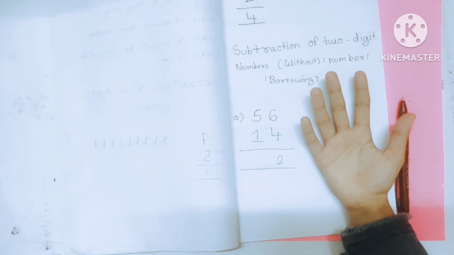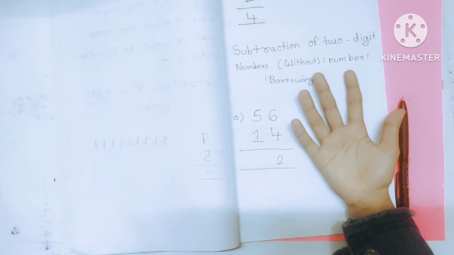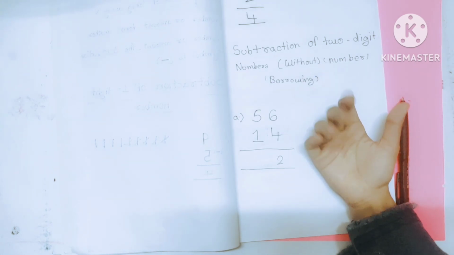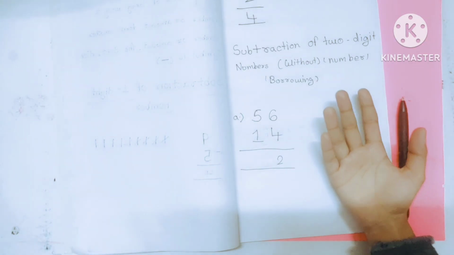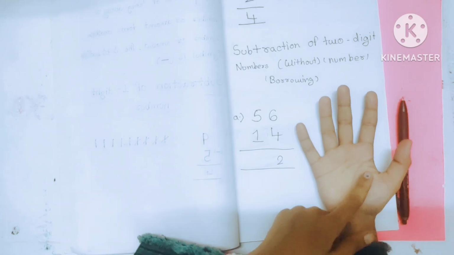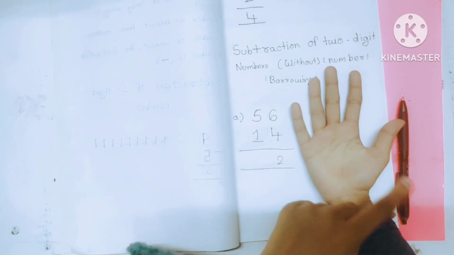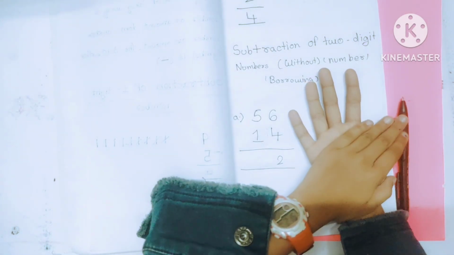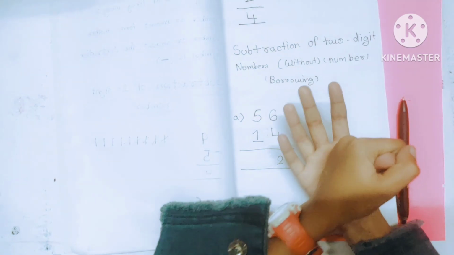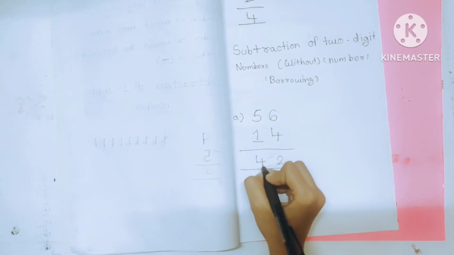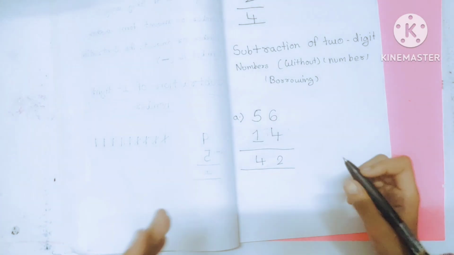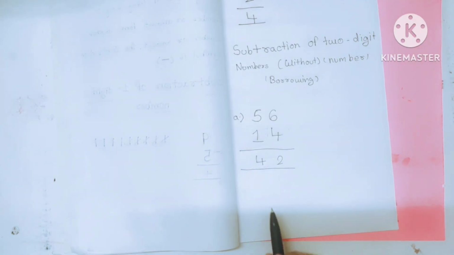Then before 5, what comes? Before 5 comes 4, 2, 1. So 1 finger we have to count. 5 before 4. So the answer is 4. The answer is our 4.